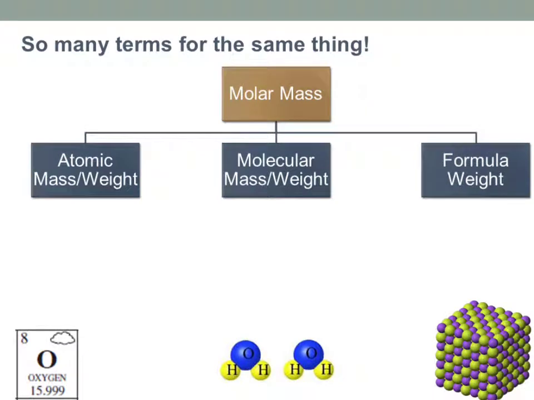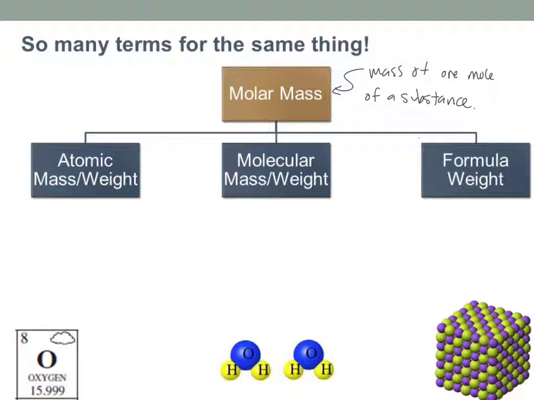All of these, atomic mass, atomic weight, molecular mass, molecular weight, formula weight, are really all talking about the same thing. They're all a type of molar mass, and remember that a molar mass is just the mass of 1 mole of a substance. By mole, we're talking about Avogadro's number, 6.022 times 10 to the 23rd somethings. So it might be the mass of an atom, a molecule, or whatever.